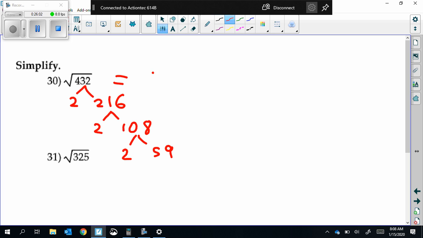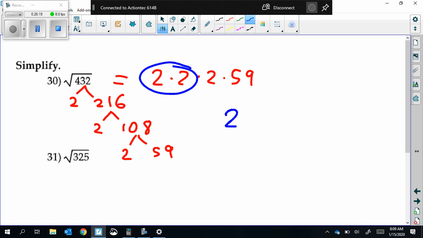So this breaks down to 2 times 2 times 2 times 59. Now, when you get your prime factorization, you're just looking for 2 of the same thing. When there's 2 of the same thing, that's the number that goes in front. Whatever you do not have 2 of the same thing, 2 and 59, goes back on the inside.